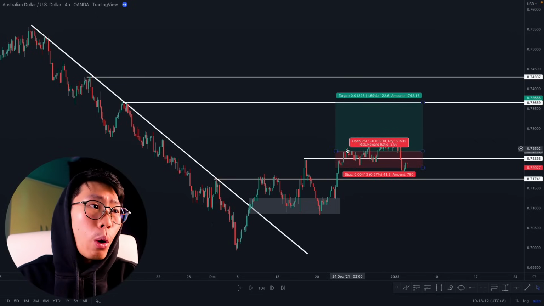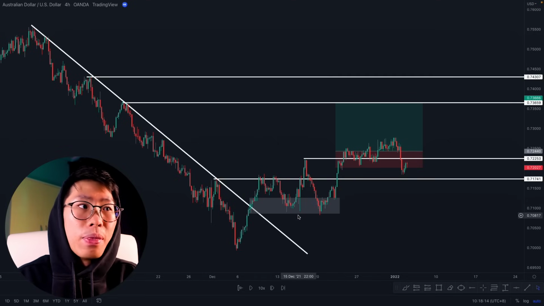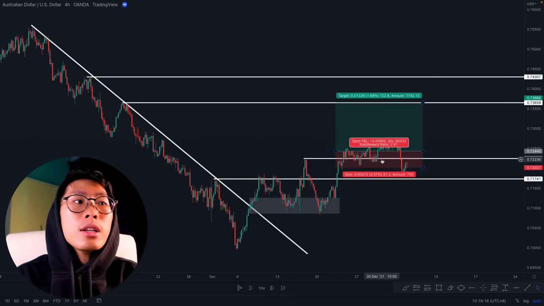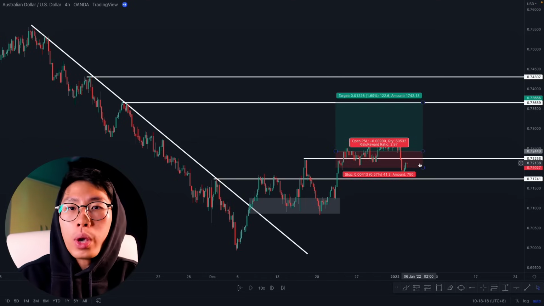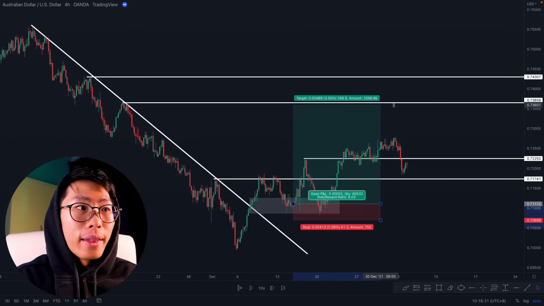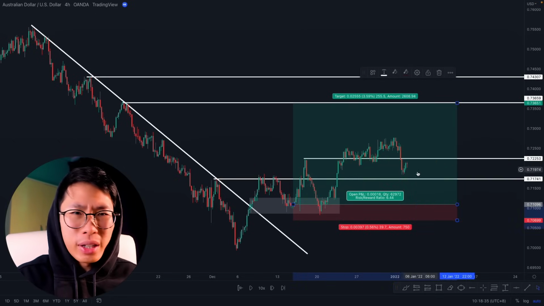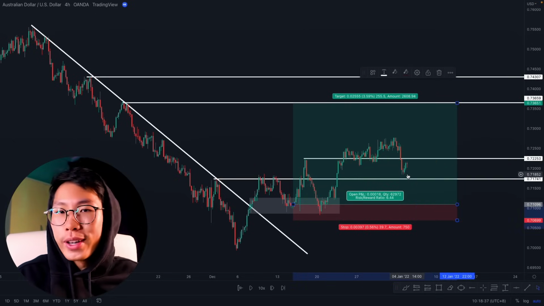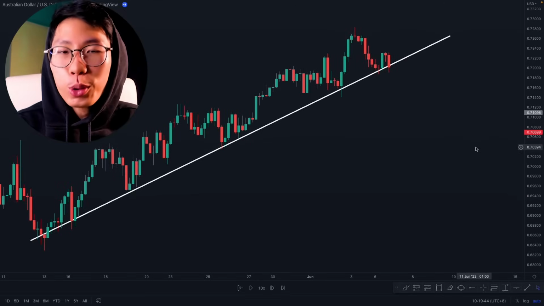Because remember, our stop loss was originally right here and now we have moved our stop loss right here. So now we got stopped out and guess what? We are still in profit because we entered all the way down here. So right now you can see even though we got stopped out, we are still in profits.